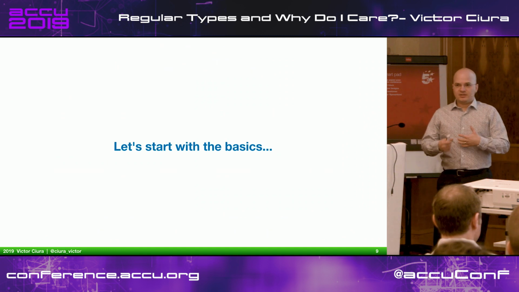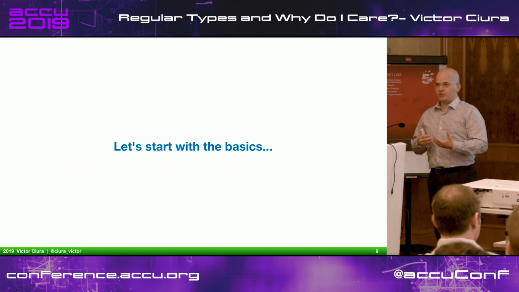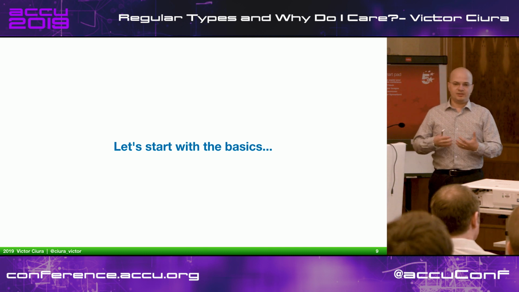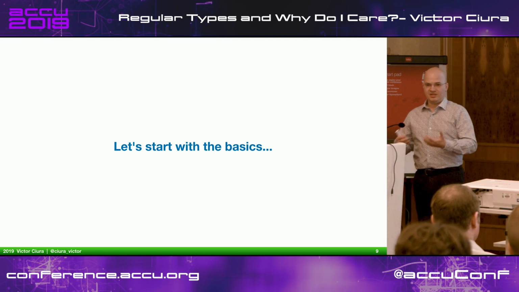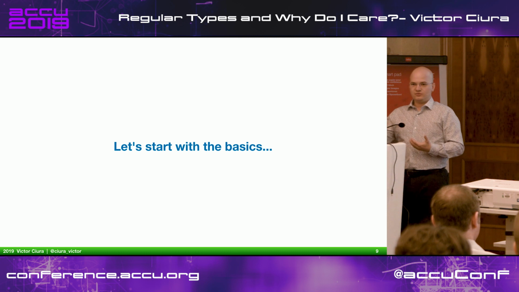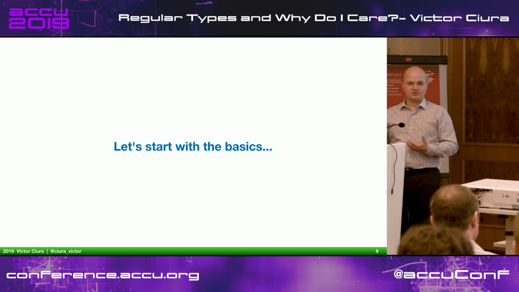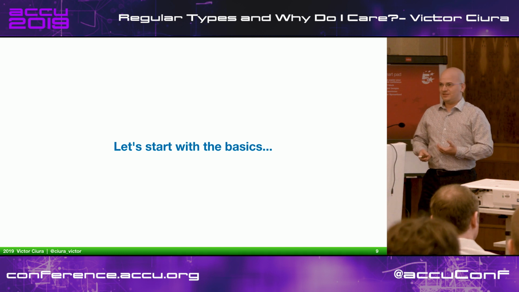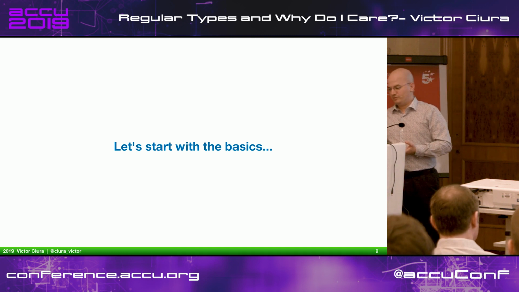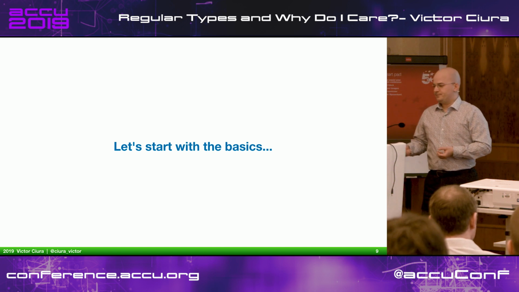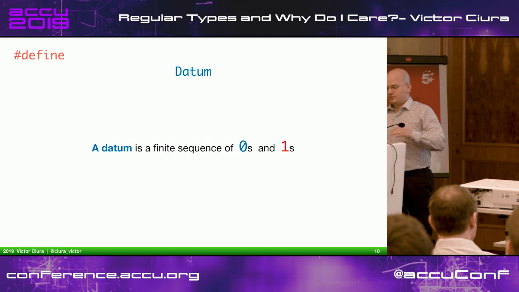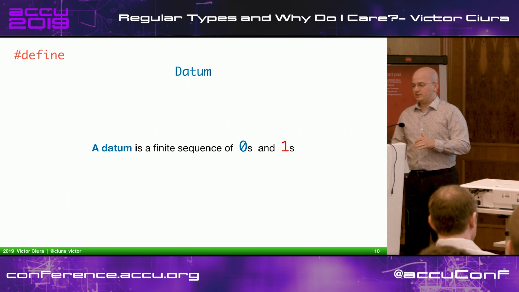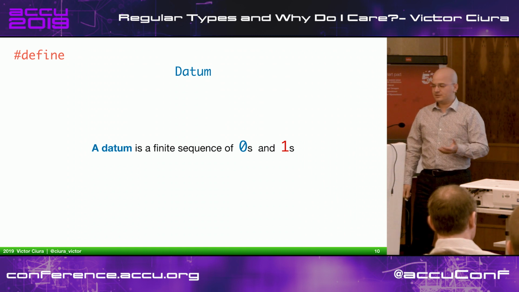So before we start, we need to build up some kind of vocabulary such that we understand each other and know what we mean. Some of you have been in Kevlin Henney's talks earlier, so we definitely need to get a good understanding of the semantics and what we mean when we say, for example, value or object. So we'll start with the very basic. A datum is a finite sequence of zeros and ones.